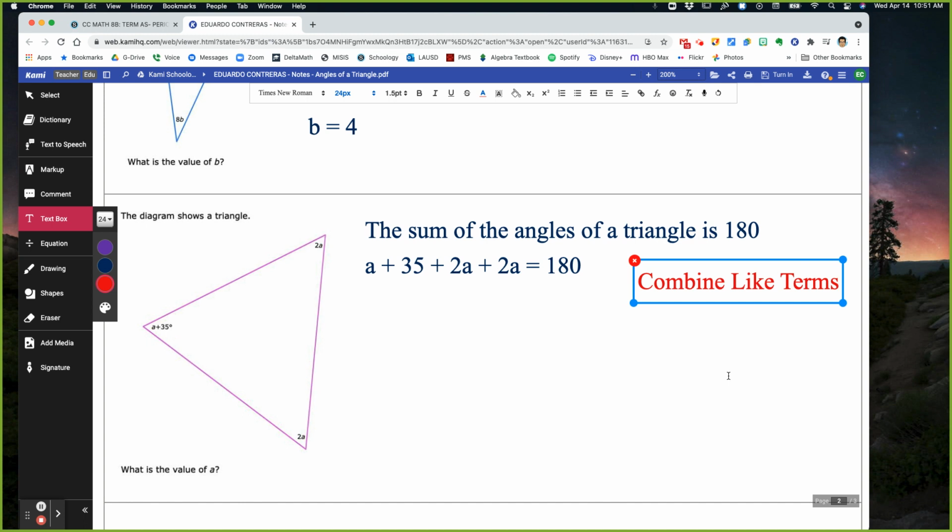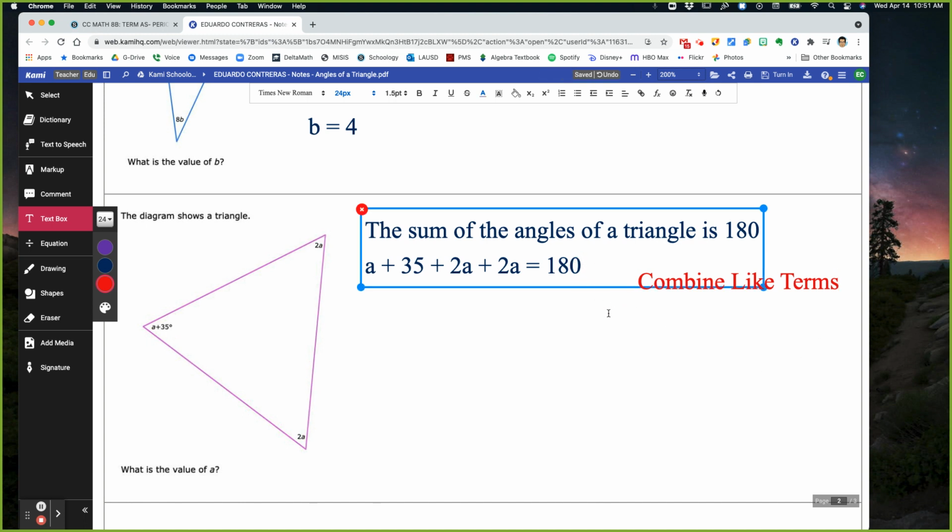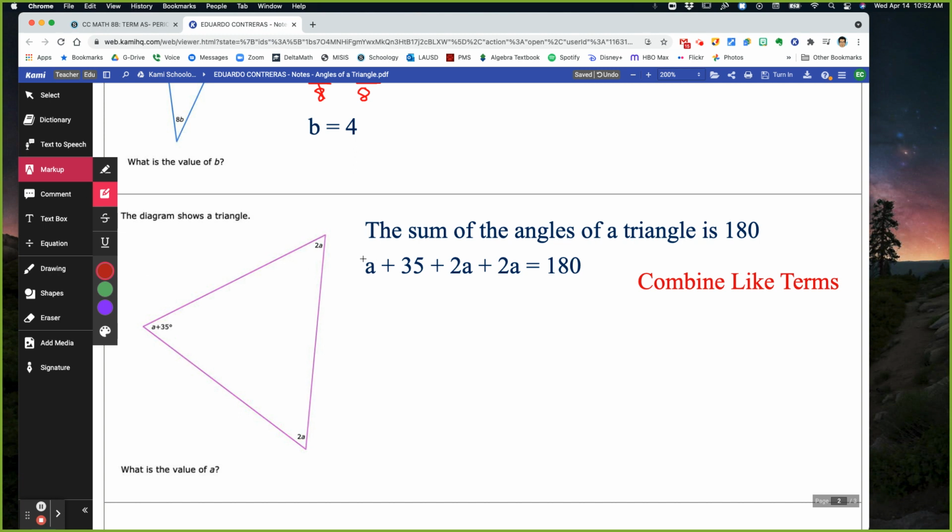Combine like terms. Okay? I'm going to go back to this text box and do that. So if I add up a plus 2a plus 2a, let me highlight them so you see what I'm talking about. I'm going to combine a plus 2a plus 2a. How much is that? What's a plus 2a plus 2a?